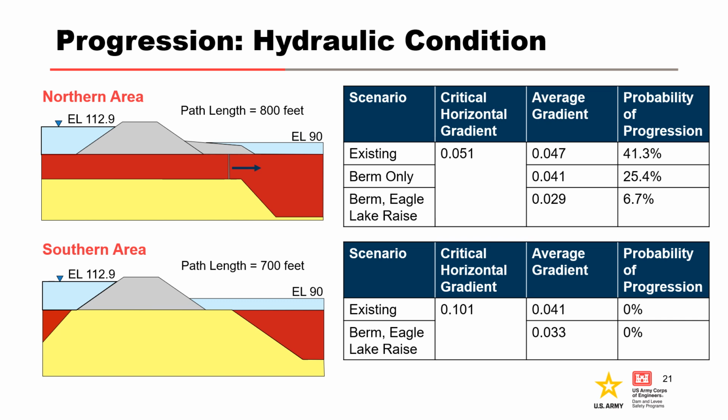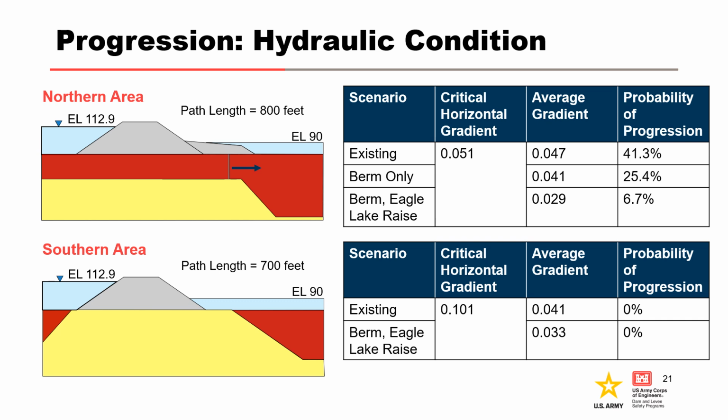When the berm is paired with the Eagle Lake raise, the average foundation gradient is reduced to 0.029, well below the critical gradient for progression. This carries a corresponding probability of progression near 7%. The combination of the two flood fighting actions produced a significant reduction in the likelihood of backward erosion piping progression in the northern area.